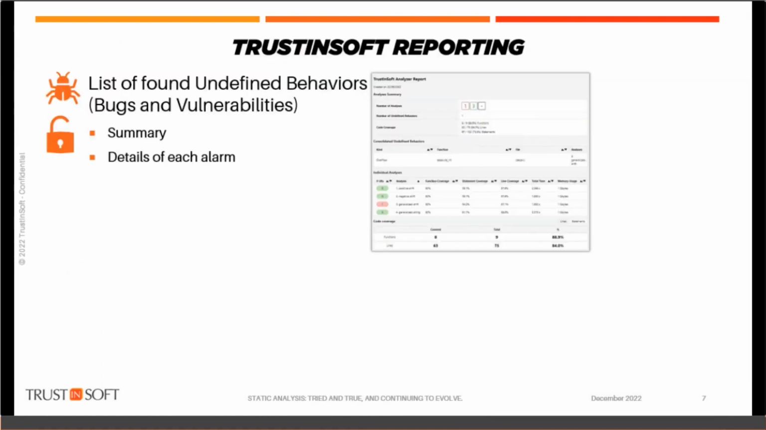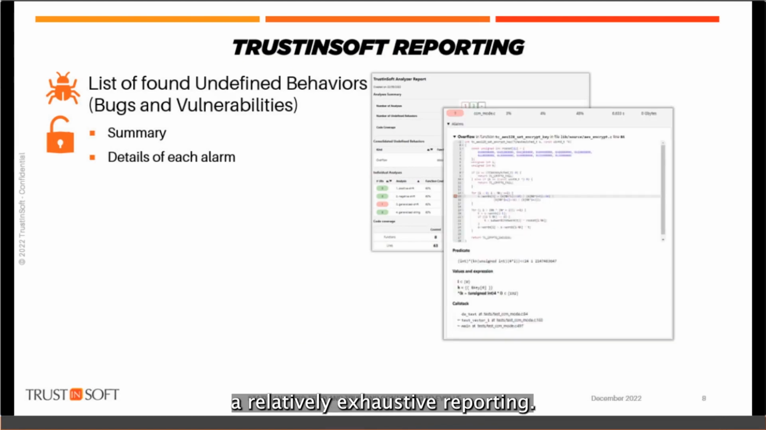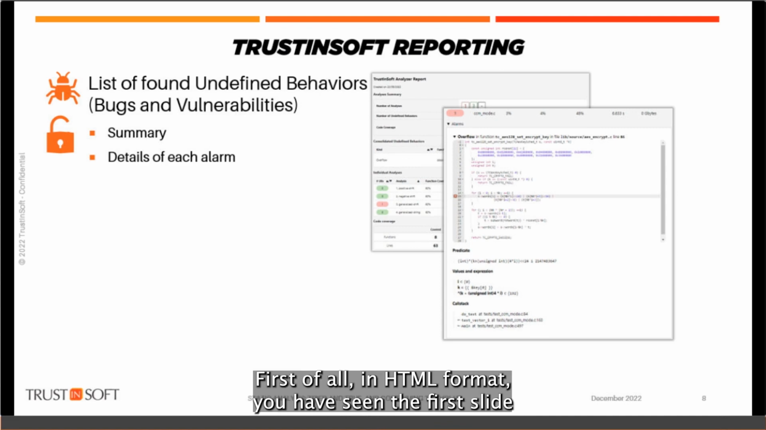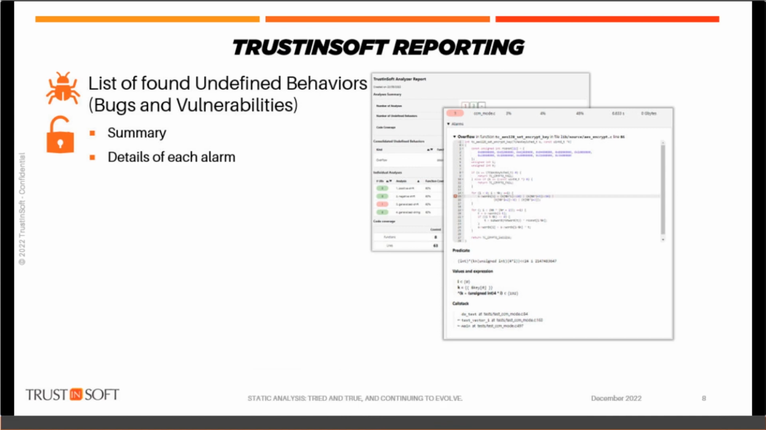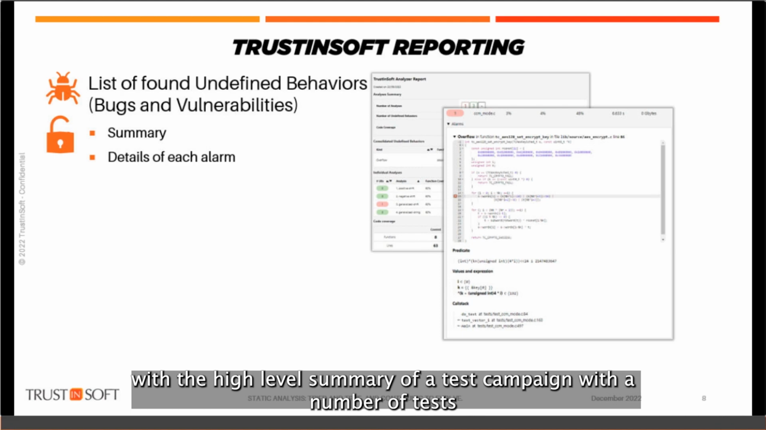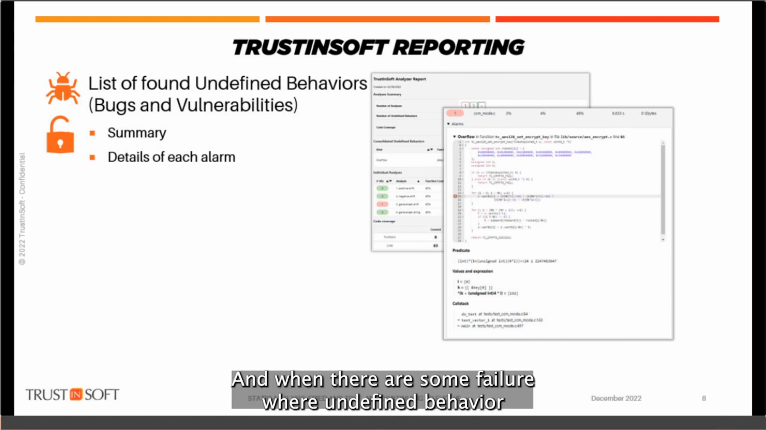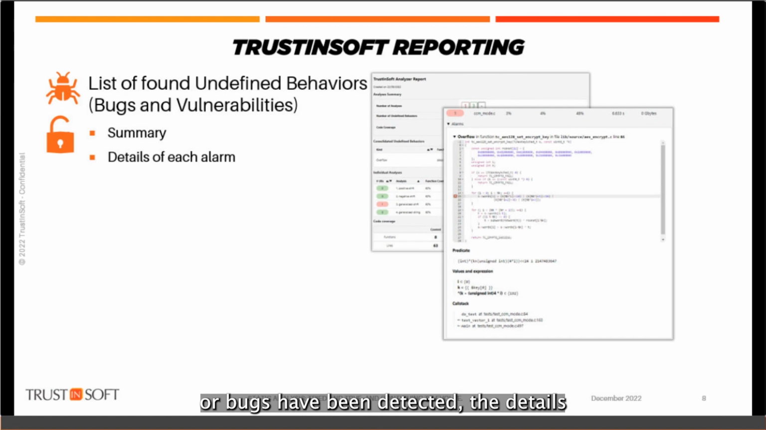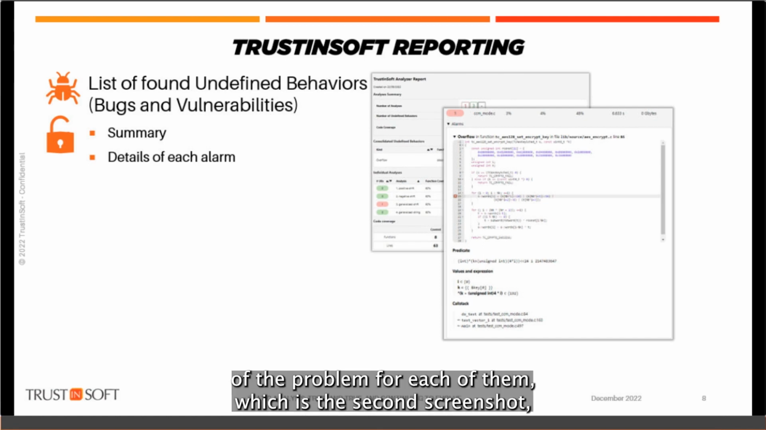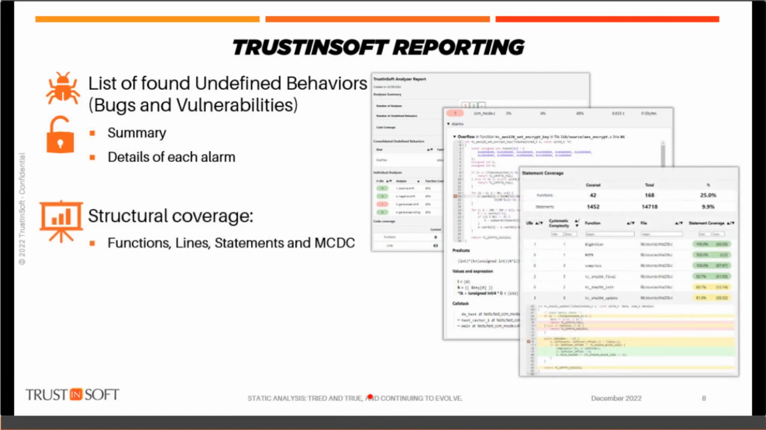Right. The analyzer also provides relatively exhaustive reporting. First of all, in HTML format, you have seen the first slide with a high-level summary of a test campaign, with a number of tests that passed successfully and the tests that have failed. And when there are some failures where undefined behavior or bugs have been detected, the details of the problem for each of them, which is the second screenshot.